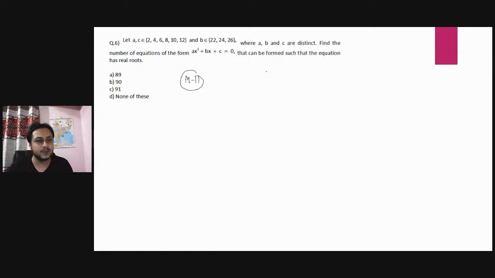So roots should be real, meaning discriminant should be greater than or equal to 0. Discriminant greater than or equal to 0 means b square minus 4ac should be greater than or equal to 0, right? So guys, tell me the minimum value of b square. It should be 22 square, and 22 square is 484. And tell me the maximum value of this 4ac.